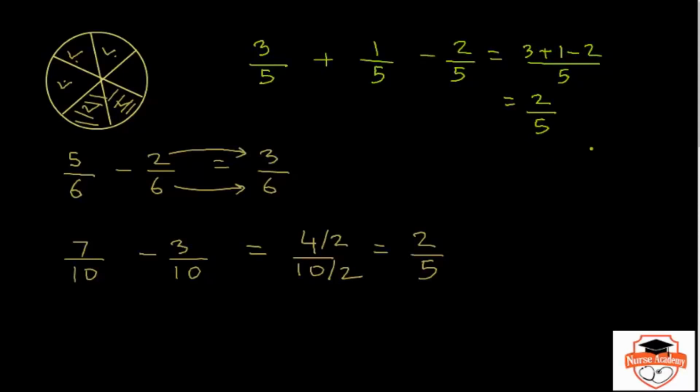That's pretty much how you add or subtract fractions of the same denominators. But how about if the denominators on the fractions that you're adding or subtracting are not the same? How do you add, for example, 1/4 to 2/5?